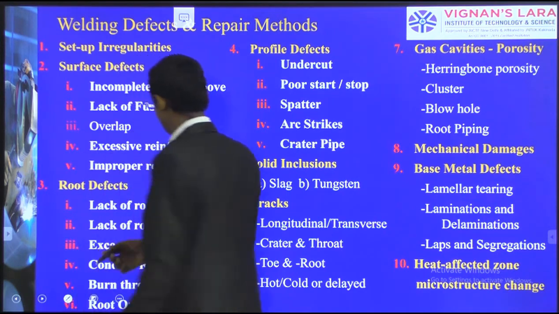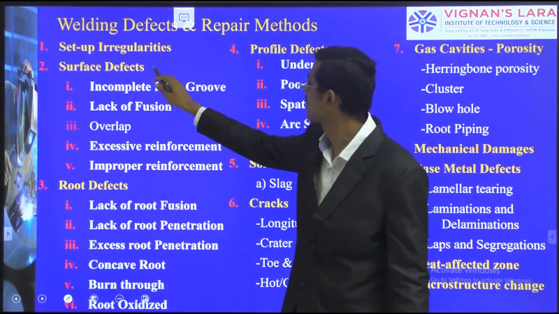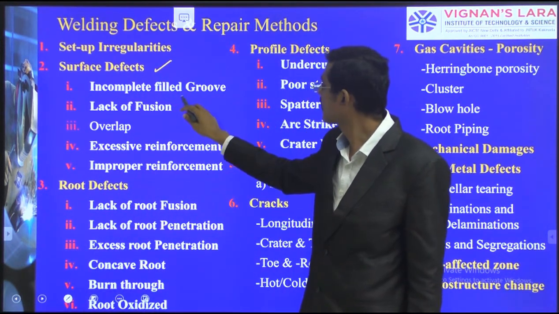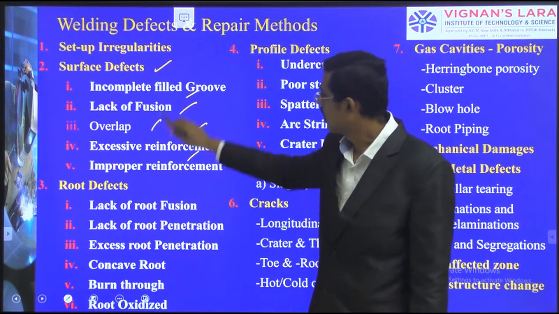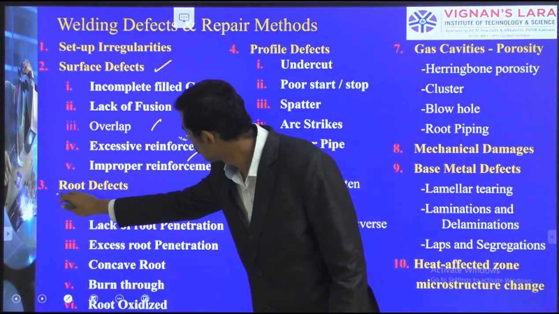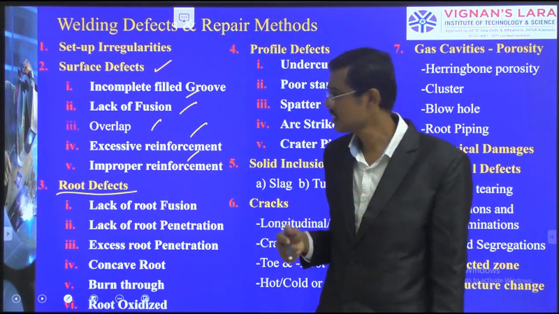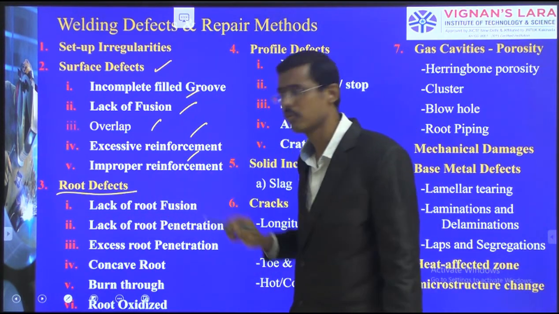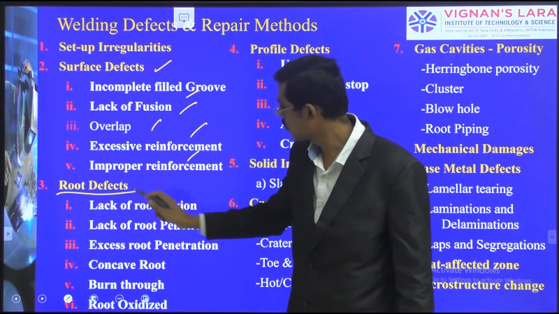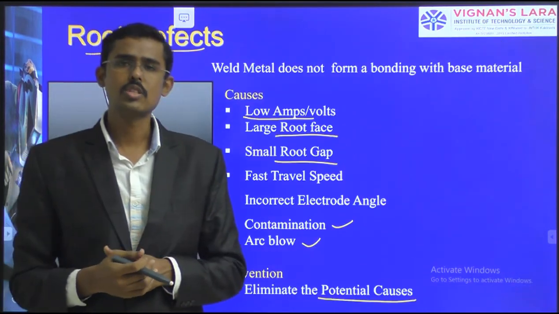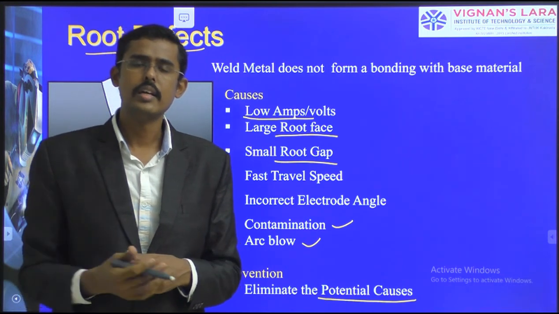Now we have covered the surface defects: incomplete groove fill, lack of fusion, overlap, excess and improper reinforcement. And now we are coming to the root defects: how they happen, lack of root fusion and lack of root penetration. Surface we have seen, root we have to see. The remaining part of the subject we will see in the next class. Thank you.